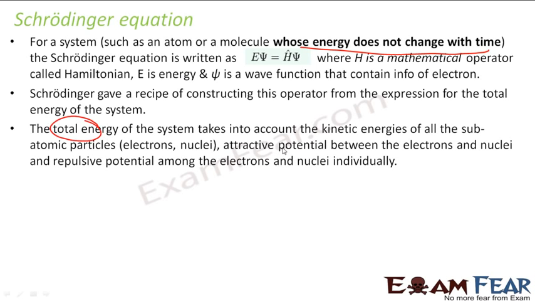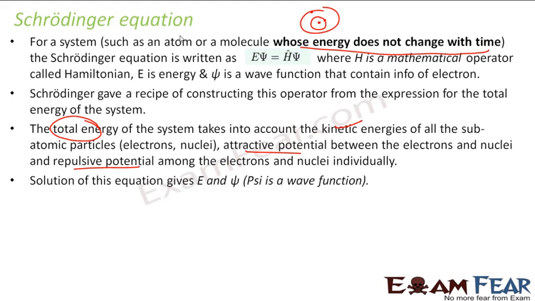The total energy of the system takes into account the kinetic energy of all the subatomic particles, the attractive potential between electrons and the nuclei, and the repulsive potential among the electrons. So if you see, this is your atom, and these are electrons. There is a repulsion between them, there is attraction between electrons and the nuclei, and there is kinetic energy for the electrons. All these energies are taken care of. The solution of this equation gives energy and psi, and psi is a wave function.